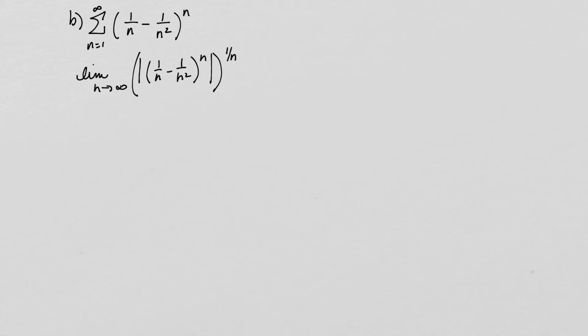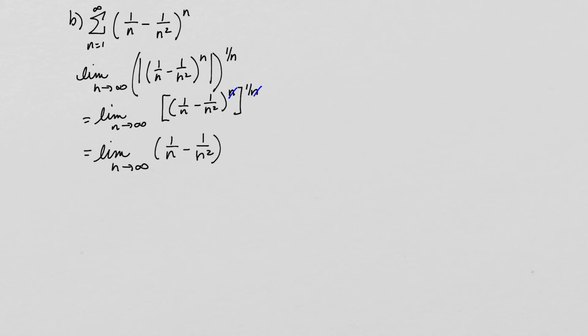And 1 over n minus 1 over n squared, as n gets really big, that's going to be positive, so I don't need to worry about it. So in this case, this is just equal to the limit as n approaches infinity of 1 over n minus 1 over n squared to the n to the 1 over n. And so just like on the last problem, this n and this n on the bottom would cancel each other out. And so we get the limit as n approaches infinity of 1 over n minus 1 over n squared. And so if I plug in 1 over n as n gets really big, that first piece goes to 0, minus, again, plug in n as n gets really big, that second piece goes to 0. So 0 minus 0 is 0, and 0 is less than 1. So this is going to converge.